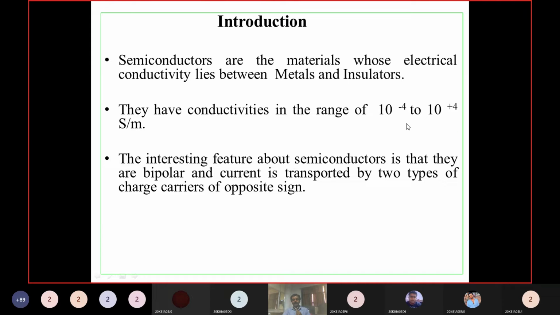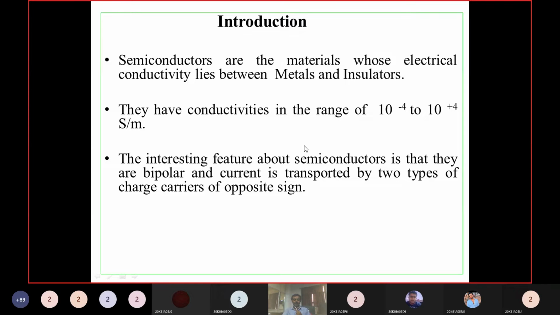Suppose you take an insulator, the conductivity is less than 10 to the power of minus 4 Siemens per meter. If you take conductors, conductors are nothing but metals. All metals will behave as conductors. In case of conductors, the conductivity range is greater than 10 to the power of 4.